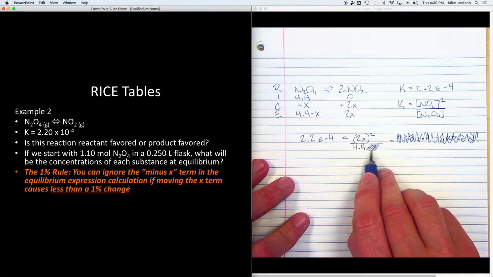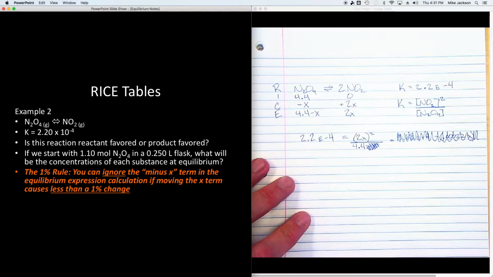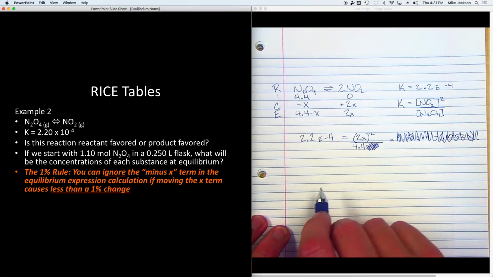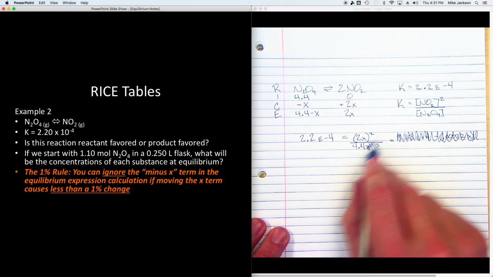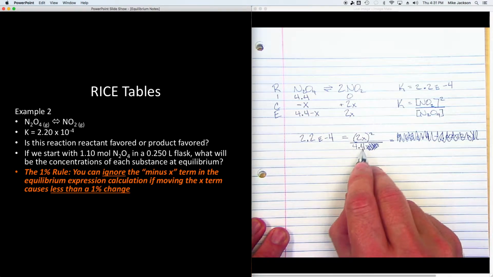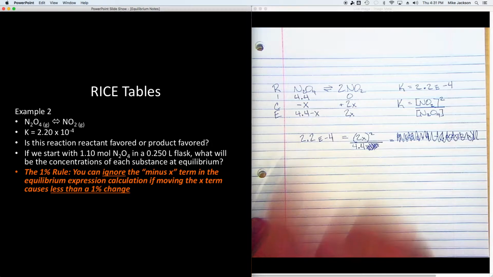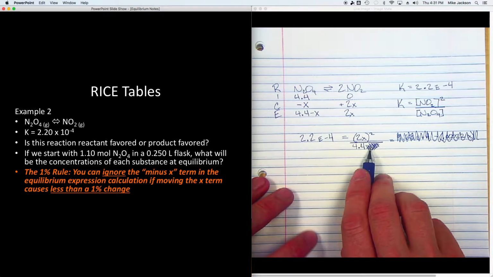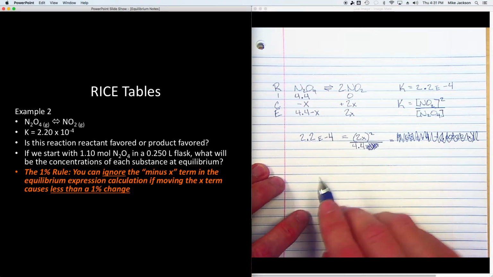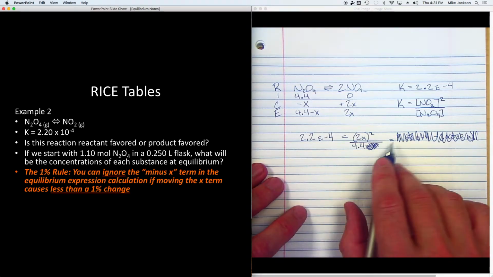Since this is a small k value, I can ignore this minus x term because it will not affect a large change. So I'm going to go on without this minus x term, and you can do that if this k value is small. You can even ignore it up to here. But if that's confusing for you, you can go ahead and leave it in. However, I would not recommend that because then you'd have to do a quadratic equation, but we'll leave that for the next step.